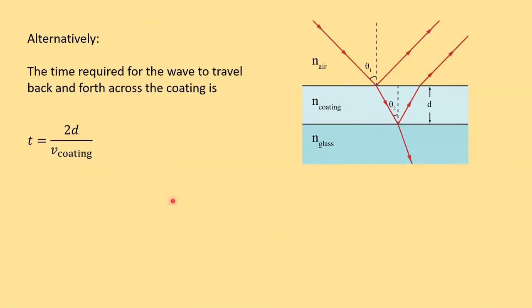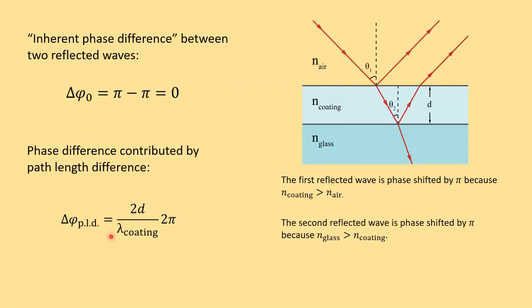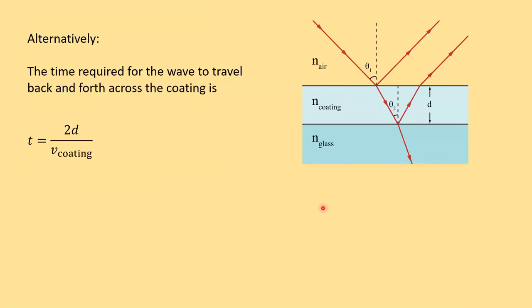Here's another way to think about that same result. So take one more look at this formula. I'm going to develop that formula again using a slightly different thought process. Let's figure out how long it takes the second wave to traverse the coating front to back, and then compare that to a period.